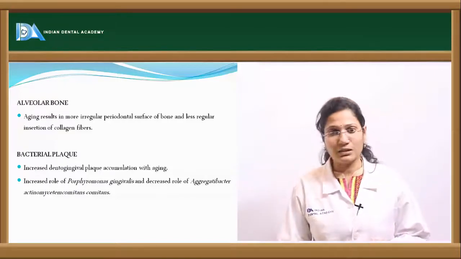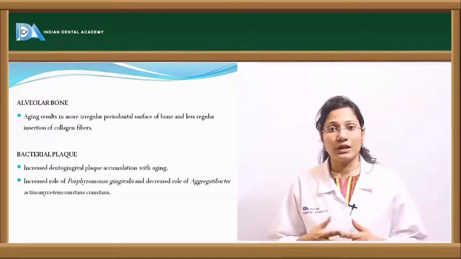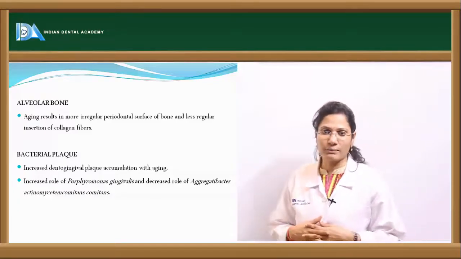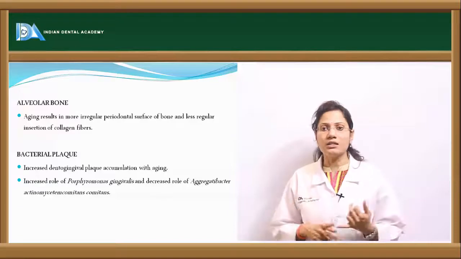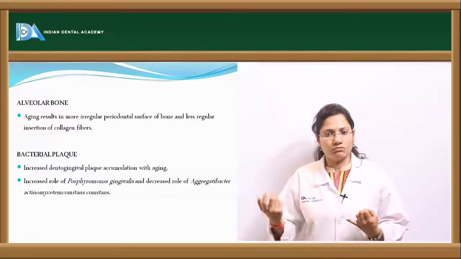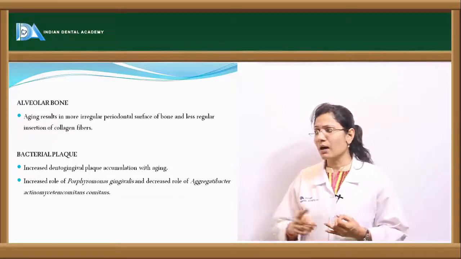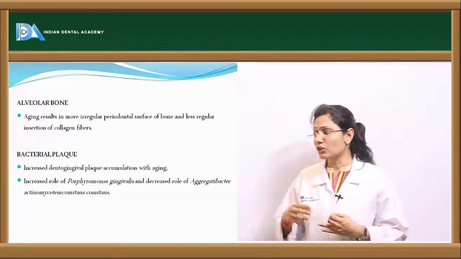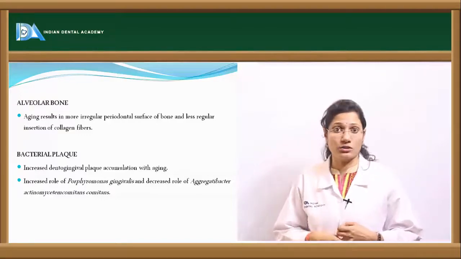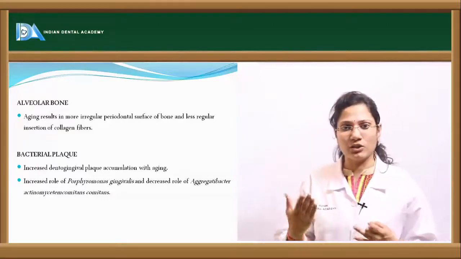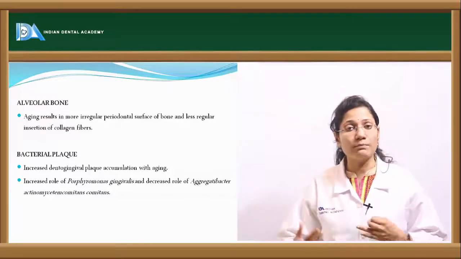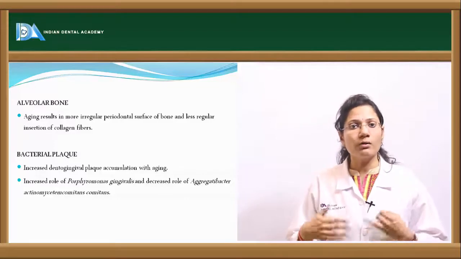What happens with the bacterial plaque? Apart from that, there is an important finding as a result of aging. There can be changes in the composition of your bacterial plaque. First thing, there can be increased deposition of plaque. It can be because of aging reasons like reduced dexterity in maintaining oral hygiene. Apart from that, there can be periodontal diseases. As age advances, if the maintenance is not good, it can lead to periodontal diseases. So there can be more and more deposition of plaque, right?